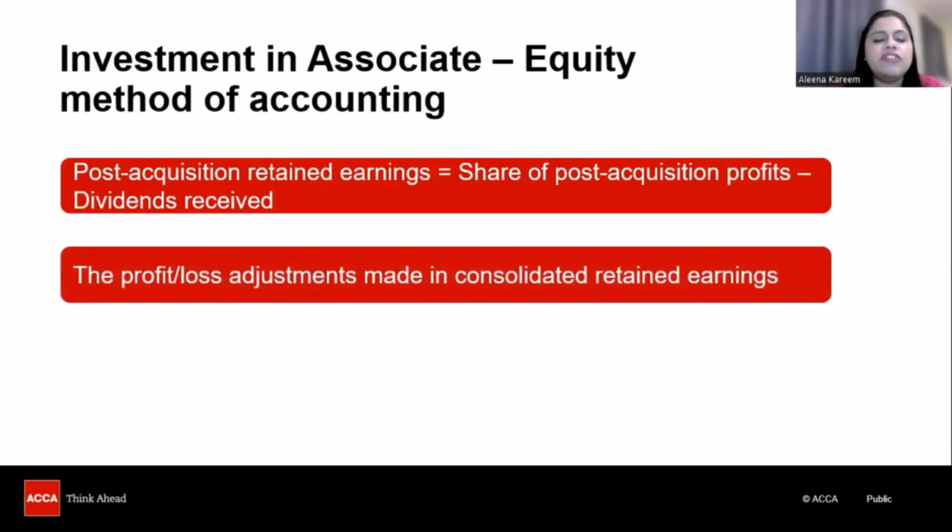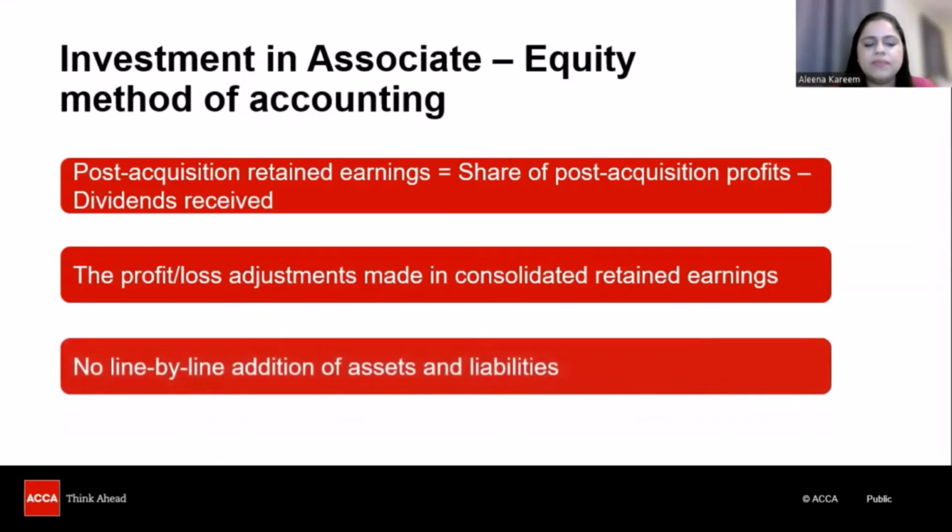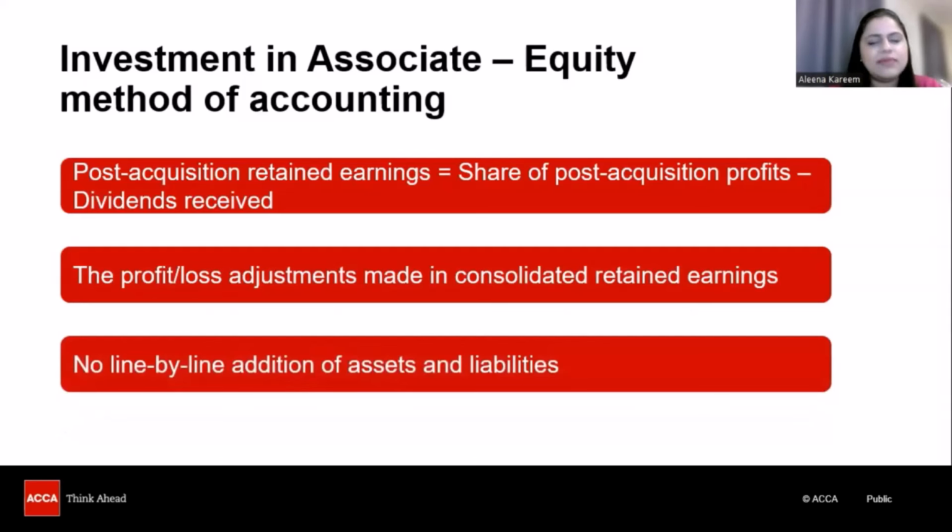Then, the profit or loss adjustments need to be made in consolidated retained earnings also. Anything which on the asset side is impacting investment in associate, be it an increase or a decrease, on the other hand would be impacting the consolidated retained earnings, because we have to follow the double entry rule. So any income which is increasing the value of investment in associate is going to be an income in the consolidated retained earnings, and anything which is being subtracted is going to be subtracted from the consolidated retained earnings as well. Once again, no line-by-line addition is done.